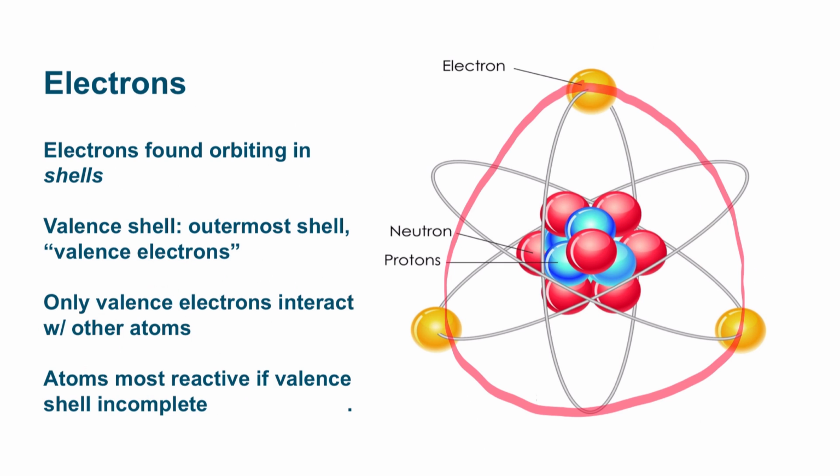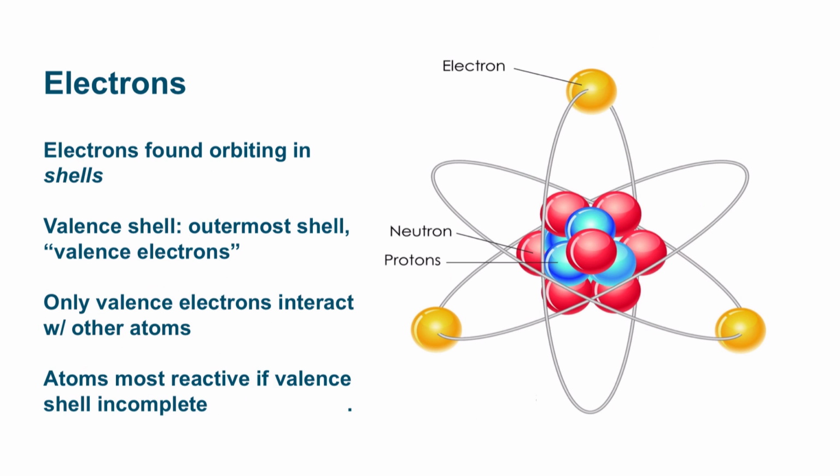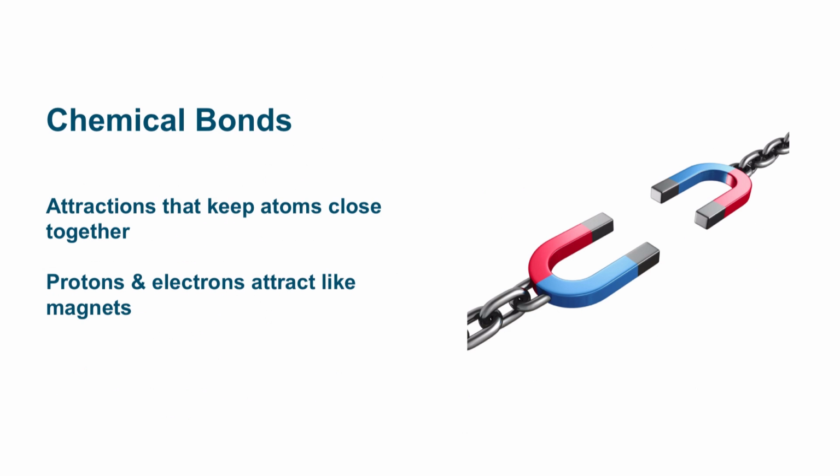Only the valence electrons can interact with other atoms, and that's because the other shells are interior to that, closer to the nucleus, and it's sort of like a baseball within a baseball. These electrons can't interact with anything around this atom because they can't get to it, because these are in the way. Atoms are most reactive if the valence shell is incomplete. So that means that an atom that wants more electrons is much more likely to interact with another atom.